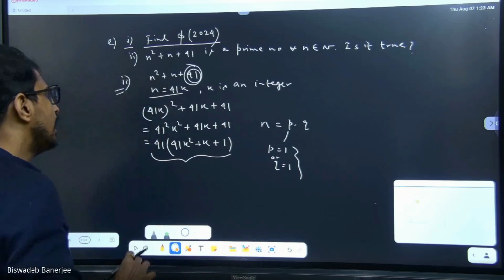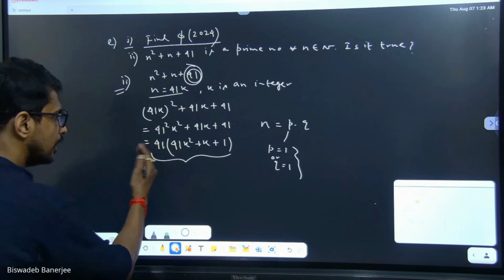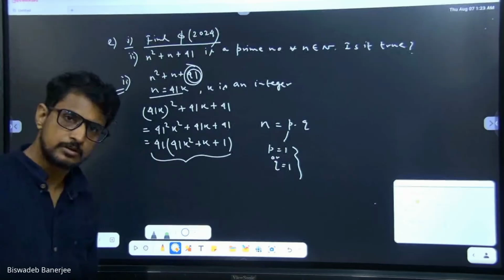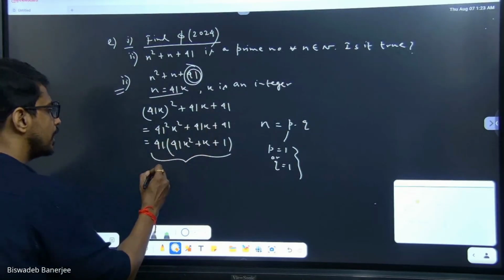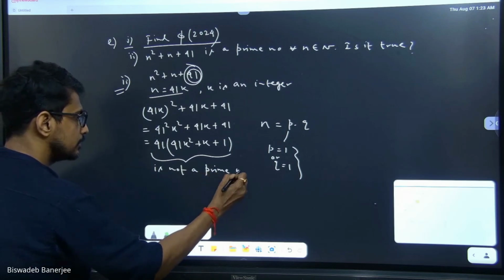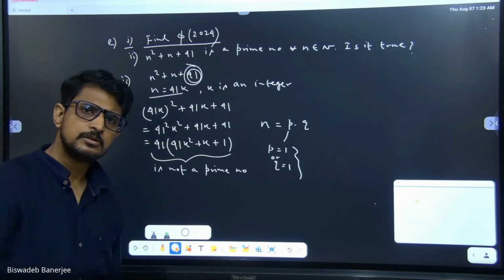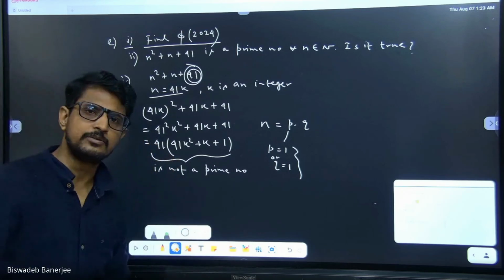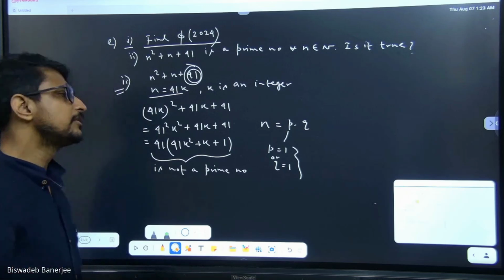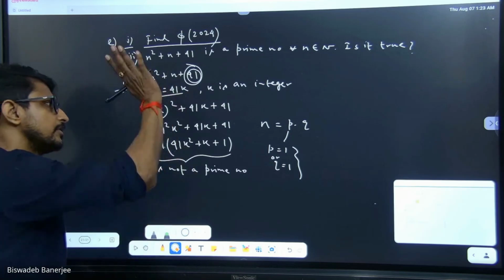But here we have expressed this number as a product of two numbers, and clearly none of them are 1. This is not 1, and this is not 1. That means this number is not a prime number. Otherwise, you can say that this product is divisible by 41, and hence it is not a prime number. That is your choice, whichever approach you are comfortable with. So that is the answer of this question.